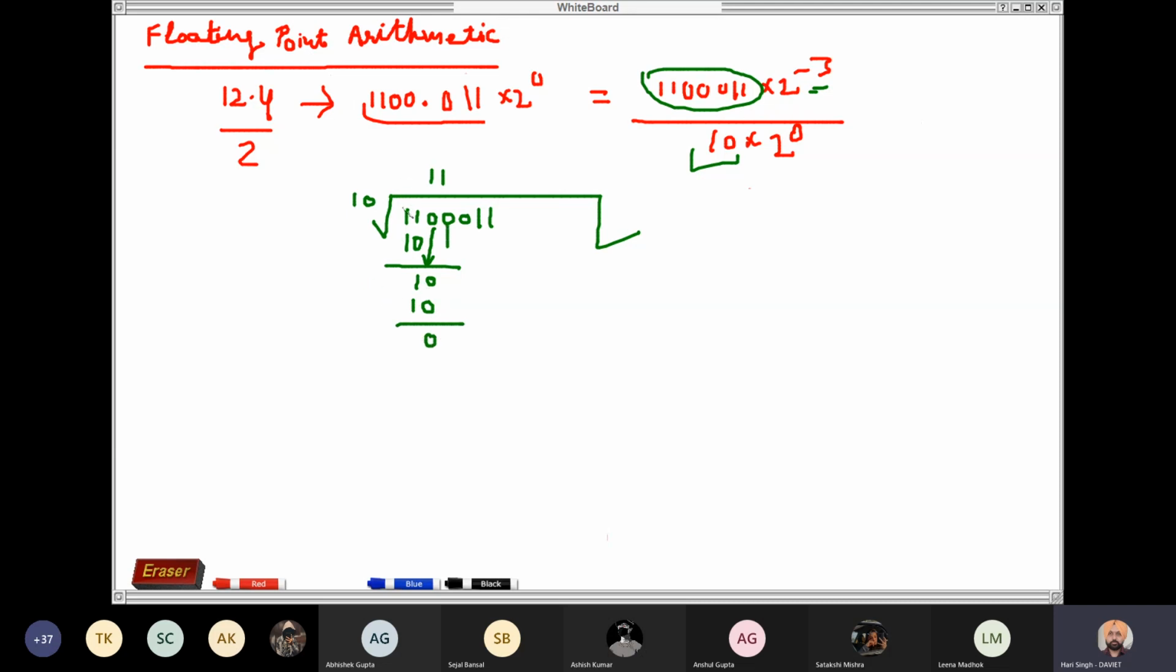Write down the next bit. It is 0. Now 00 is less than 10. So you have to write the next bit, and for this you have to put a 0 in the quotient. Again, it is less than 10. Write the next bit and write a 0 in the quotient. Again, it is less than 10, write the next bit and write a 0 for this.